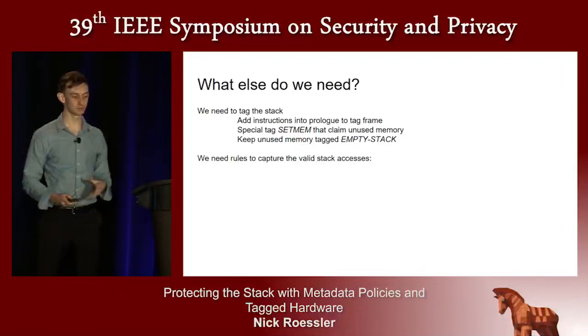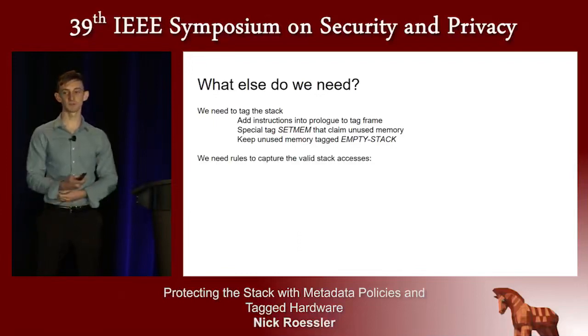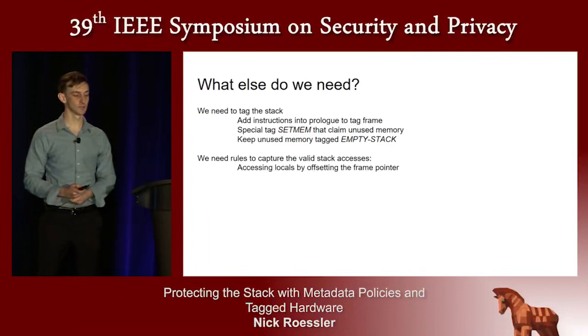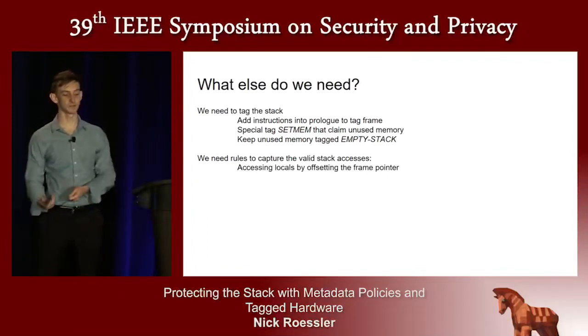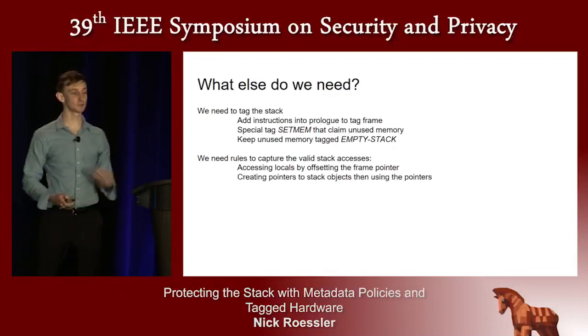We now need some rules that can describe all the valid ways that stack memory might be used. One such way is by offsetting the frame pointer to access a scalar local. We saw how this works on the last slide. Memory can also be accessed through pointers. To capture this kind of access, we tag the instructions that create pointers in such a way that the pointer produced has the correct label on it, and then there are rules that allow you to use pointers to access memory if the tag on the pointer matches the tag on the memory.